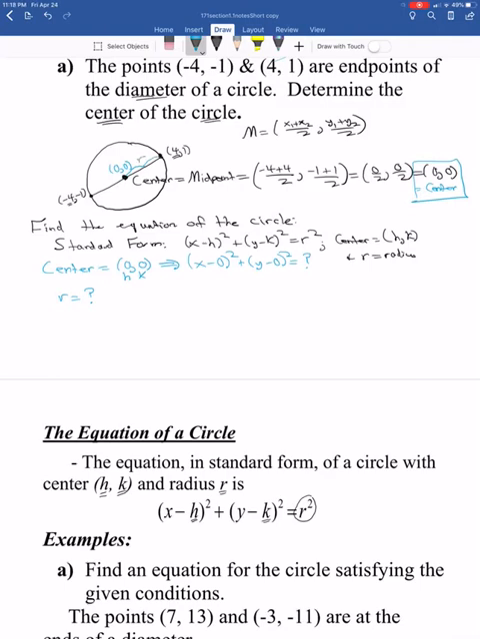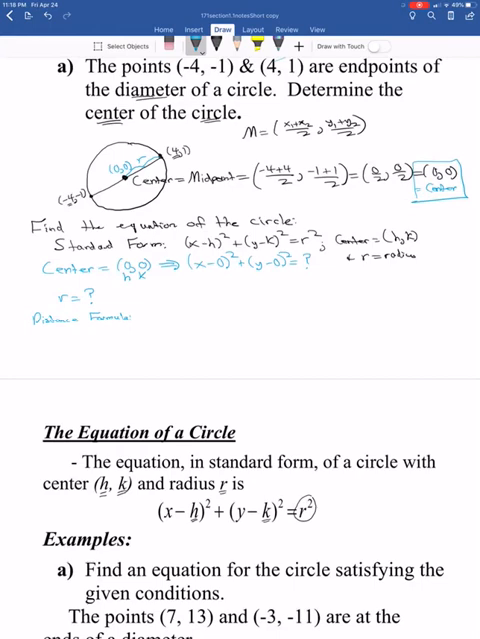Radius is the distance from the center to any point on the circle. So we can use the distance formula. Let's apply the distance formula, and we can get the radius. Let's find the distance between 0, 0 and 4, 1.